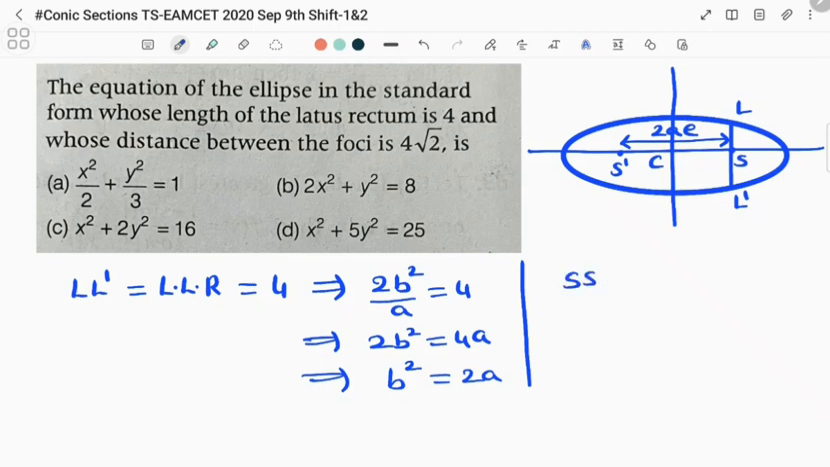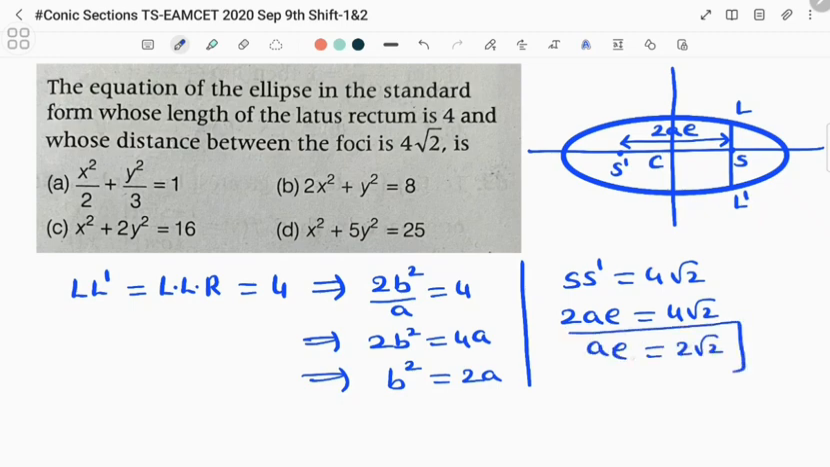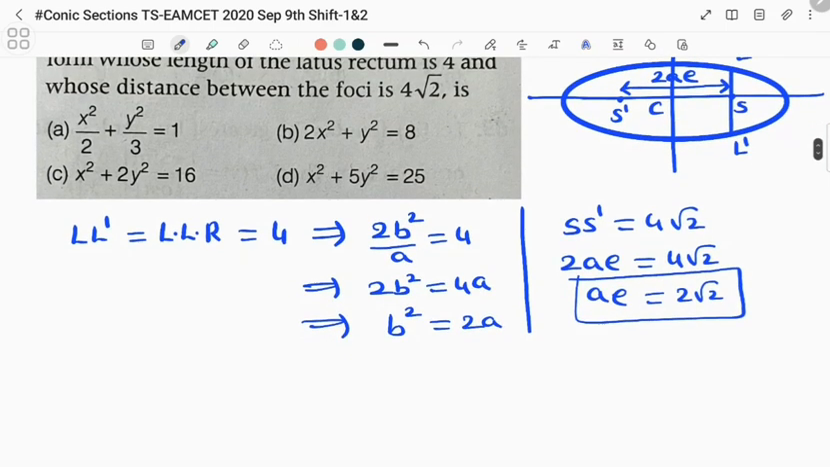S dash is equal to 4 root 2. Distance between foci formula: 2AE equal to 4 root 2. Even this type of question in IP is also important. Keep in mind, dear students. So AE is equal to 2 root 2. AE value we got.